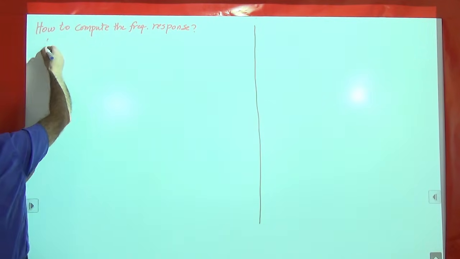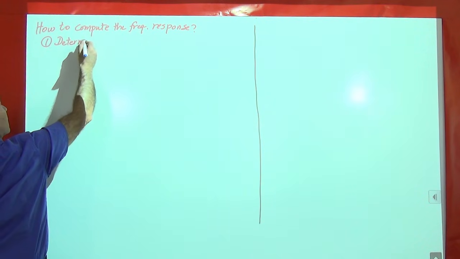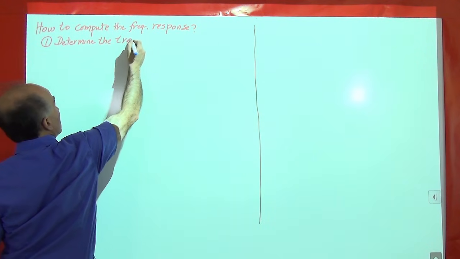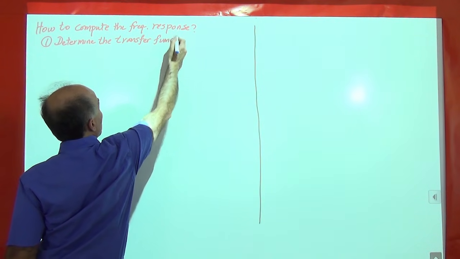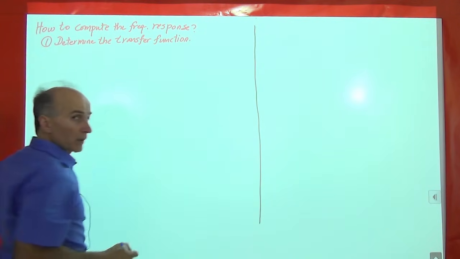Okay, so in the first step, we determine the transfer function. That's something that we have seen in basic circuit theory, and of course we will see a lot more in this course as well. Okay, so that's H of S.